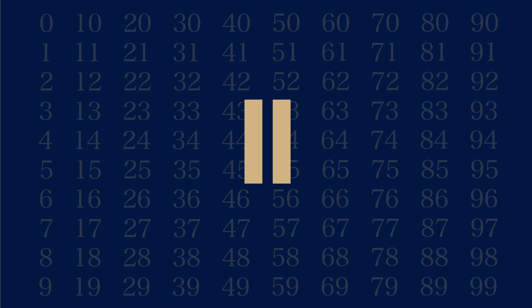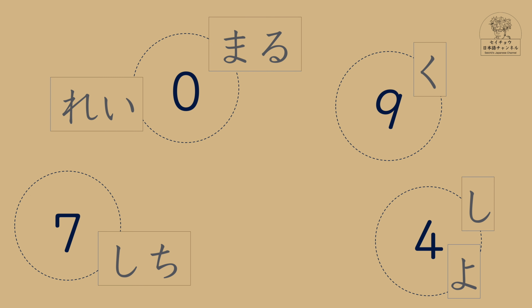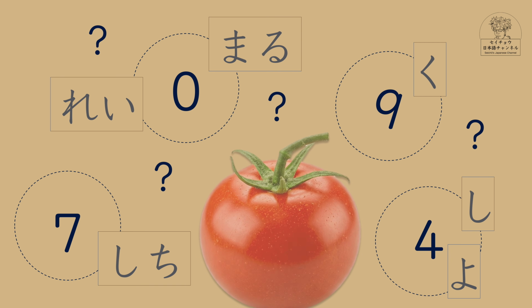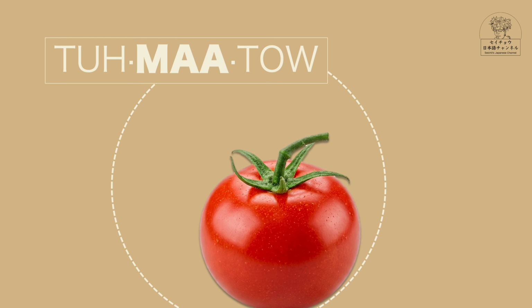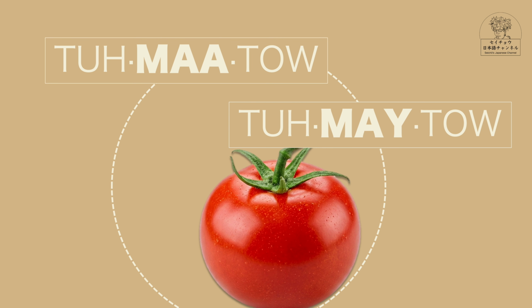At this point, you may be wondering, what about shi for 4? What about yo, shichi, ku, rei, or maru? Why haven't we talked about those? Imagine a conversation like this. I bought some really fresh tomato today. Or maybe I should say tomato. People don't usually talk like that.